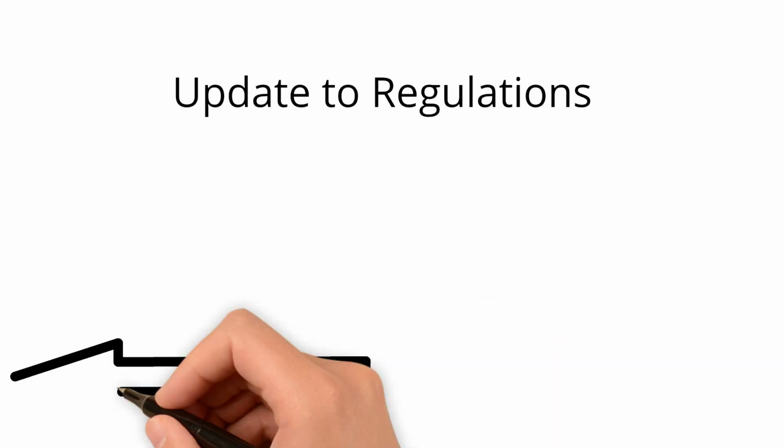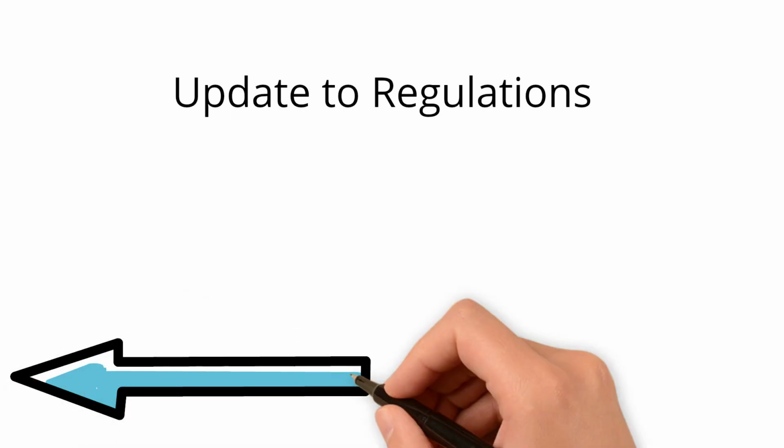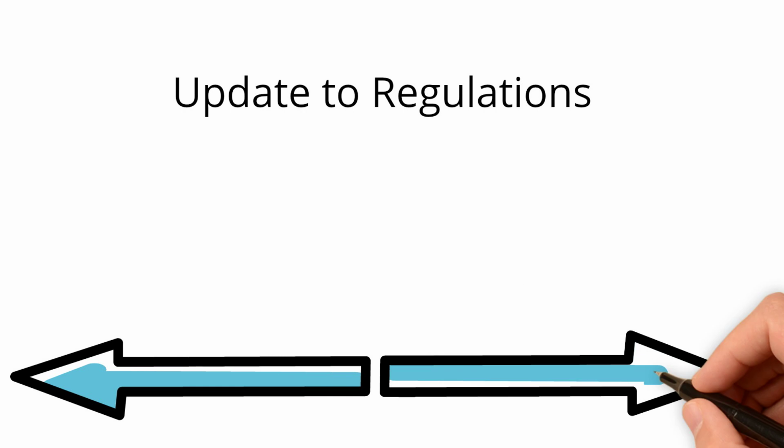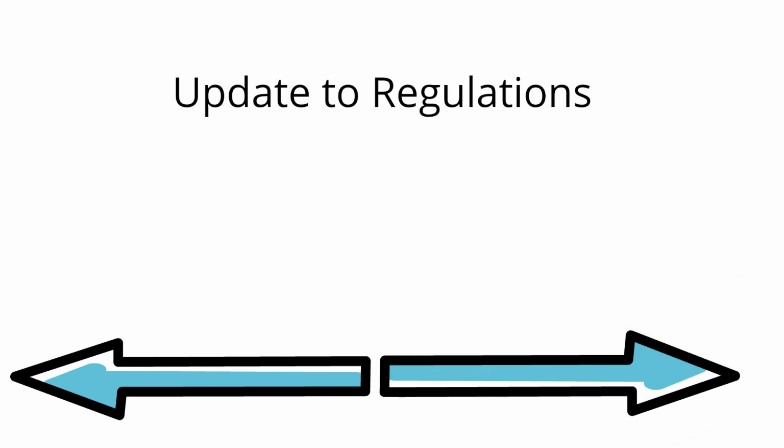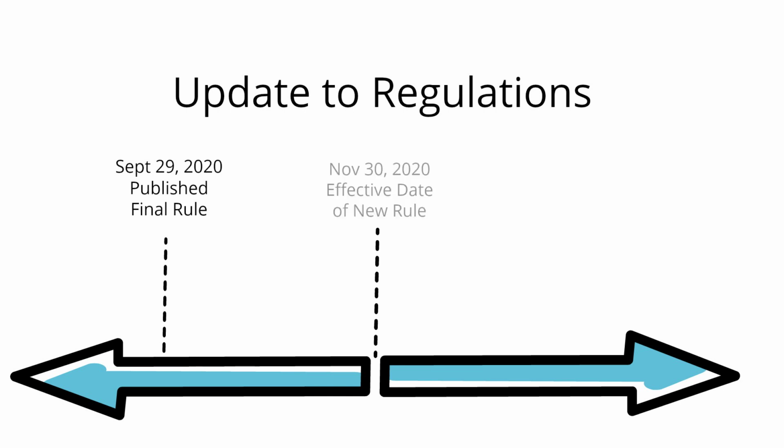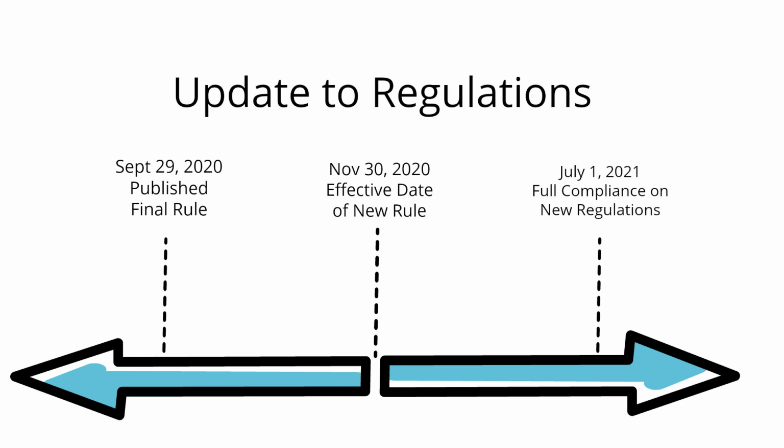The previous Section 3 regulations were outdated and not as effective as HUD believed that they could be at creating sustained employment and career development opportunities. So HUD updated the rule and published the final rule requirements on September 29, 2020. The new rule became effective on November 30, 2020, and on July 1, 2021, compliance with the final rule began.